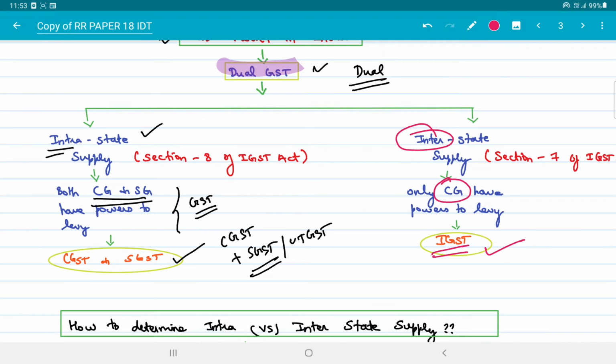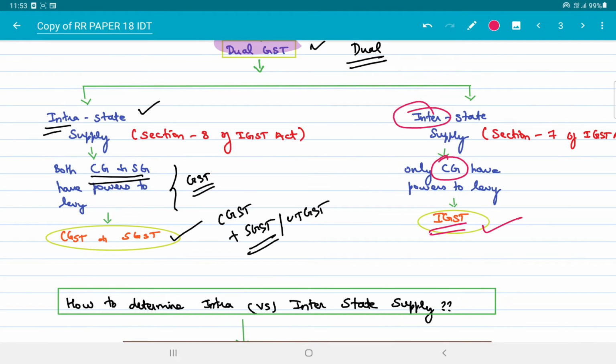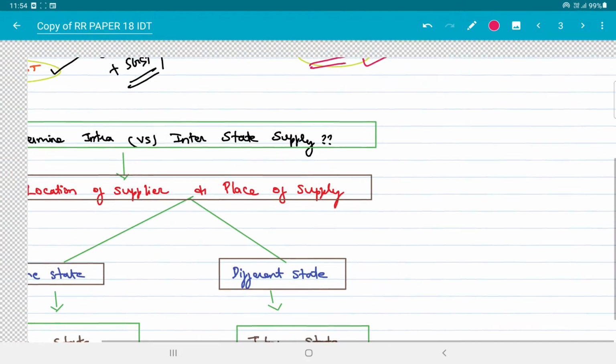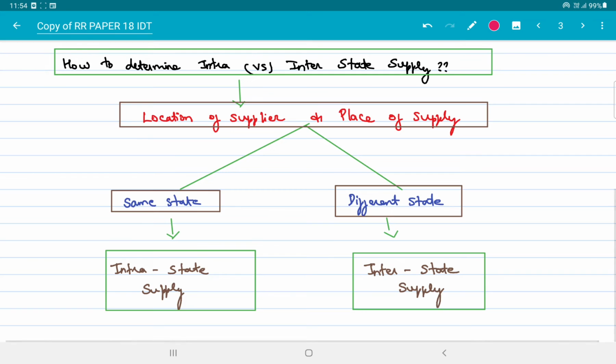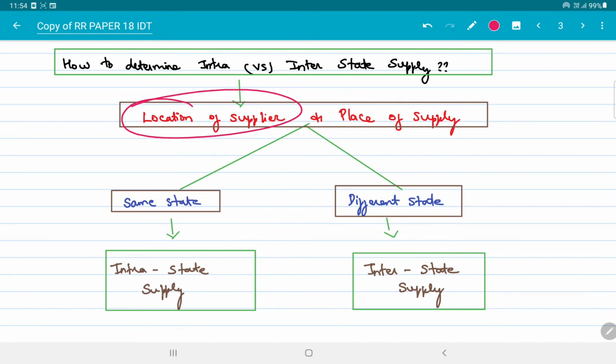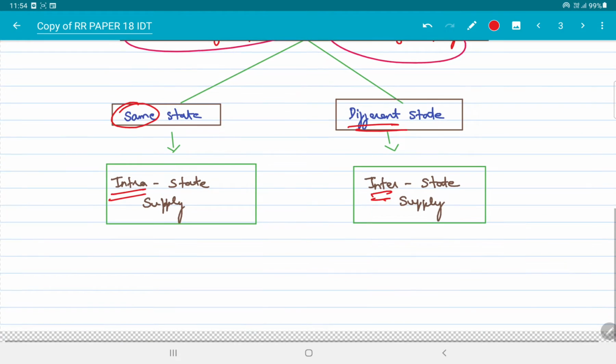Now, sir, how will you determine whether it is an intrastate supply or an interstate supply? This was also covered in the last series. Just to recap, we need to see two things: the location of the supplier and the place of supply. If the location of the supplier and the place of supply are in the same state, then it is an intra-state supply, and if they are in different states, it is an interstate supply.